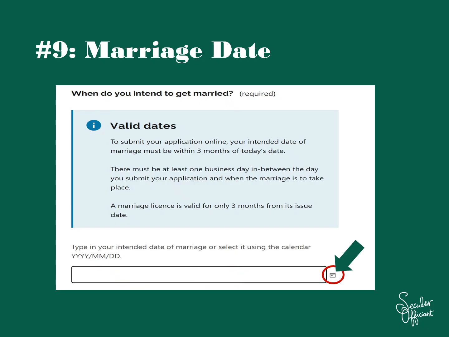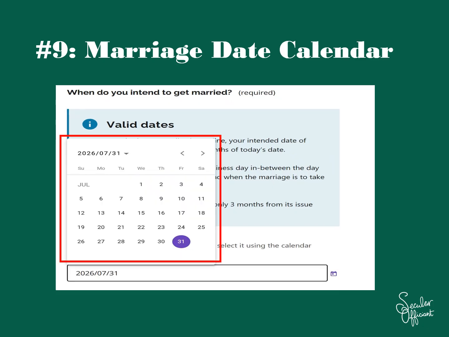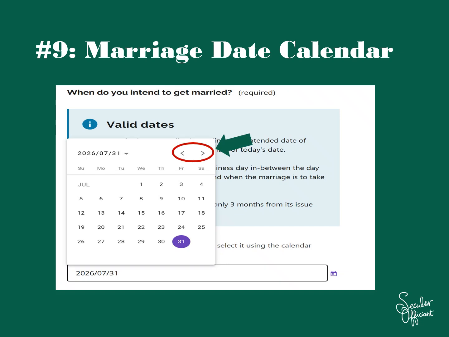Or you can click on the calendar button to the right of the text box. A calendar will appear and you can select a date on the calendar. If you need to move to a different month, you can click on the left and right arrows in the top right corner of the calendar. In this example, I selected July 31st, 2026.